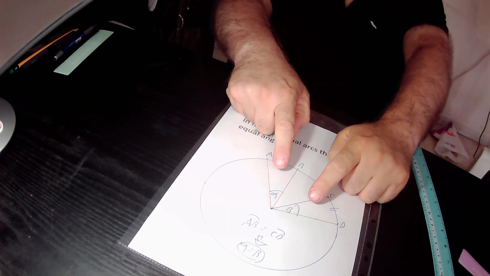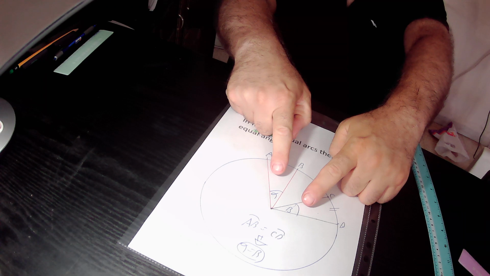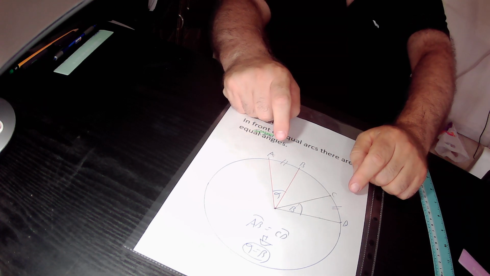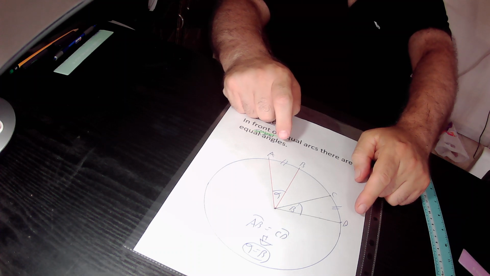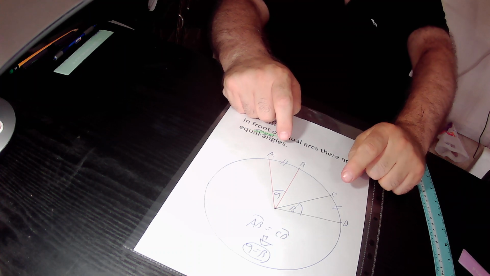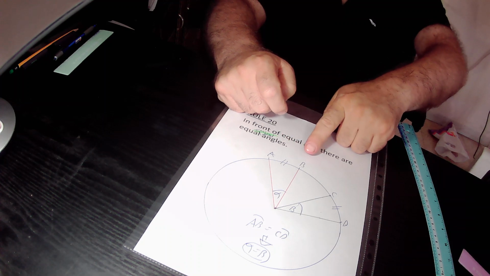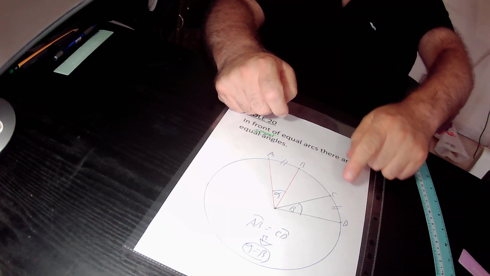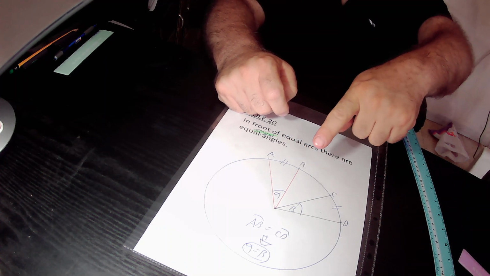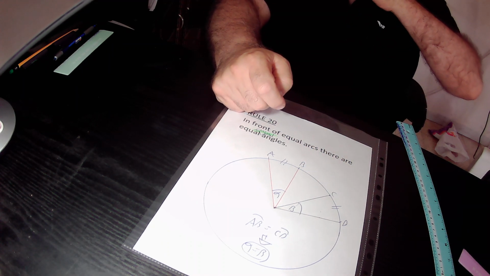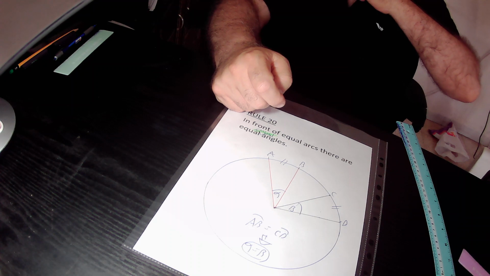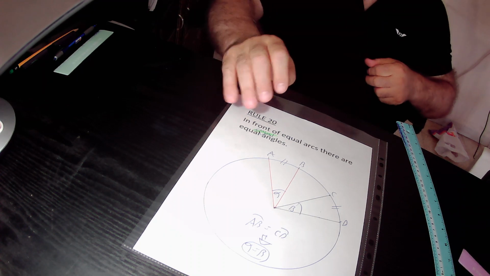So those two central angles that are located between the equal arcs AB and CD are equal to each other. That is to say, because arc AB is equal to arc CD, then angle alpha equals angle beta. So we can actually implement this rule 20 in our drawing.